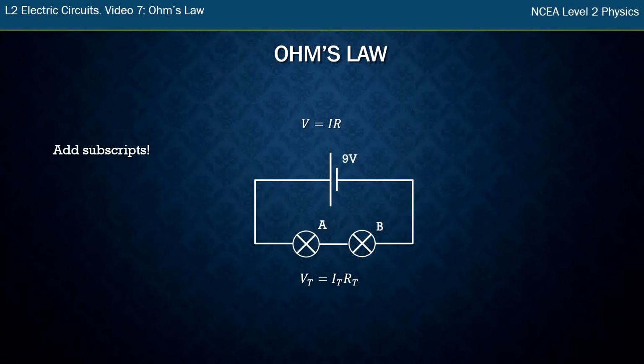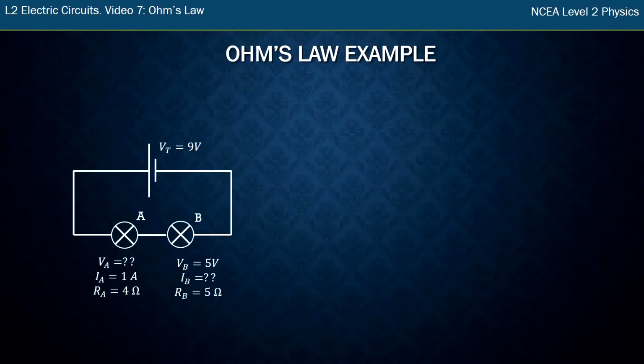If I wanted to use Ohm's law for something over component A, bulb A, again I'd label it with a little a, so I know which one I'm doing it for. I know I'm just running just the voltage over A, just the current through A, and just the resistance of A. So a quick example, a series circuit here.